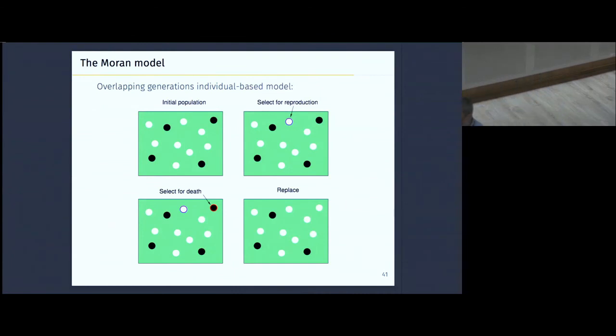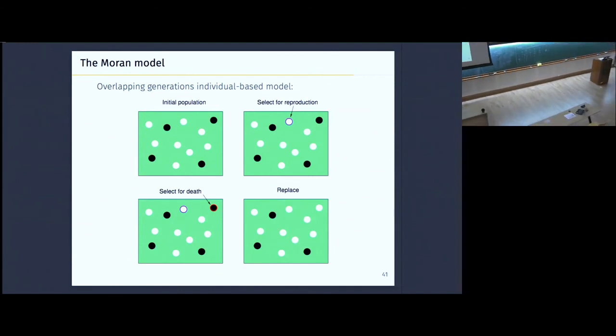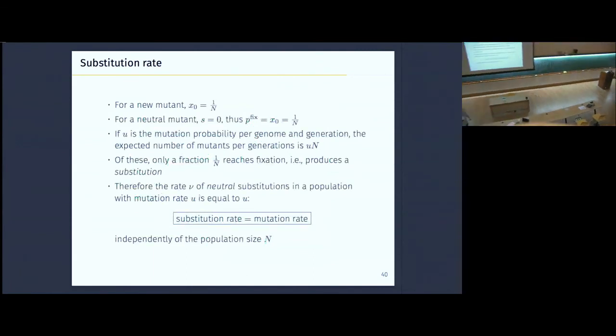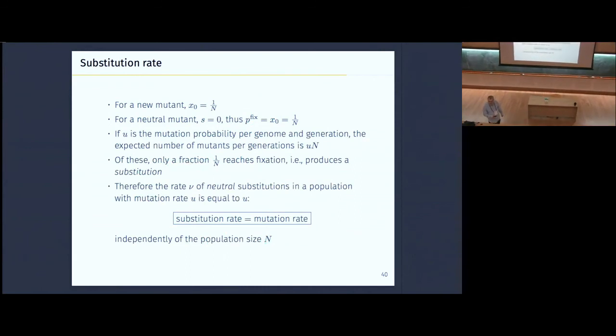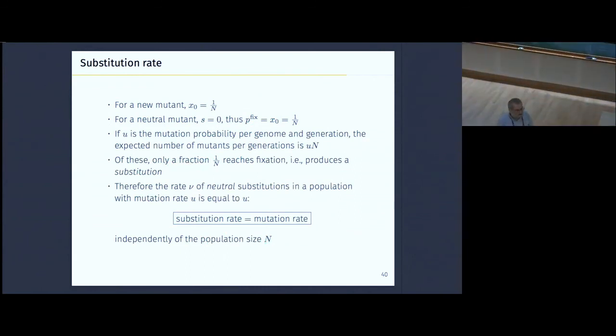Yes, please. Thank you. Just wanted to read off the numbers. So in the last slide, for instance, if you have the human genome versus the bacterial genome, like this for neutral mutants, if you use the mutation probability per genome and generation, what numbers are we looking at?